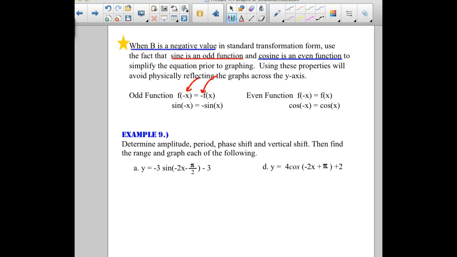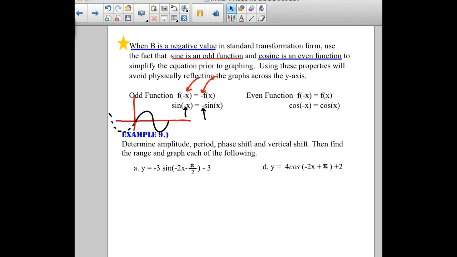Okay? Now, sine is an odd function. If we think about its graph, it looks like that, right? If we extended it to the left, it would look like that. Okay. It has symmetry to the origin, or that rotational symmetry. We can spin it and it lands back on itself. So what we can do is, if there's a negative here for b, we can think of it as the equivalent equation where the negative has been pulled out front.